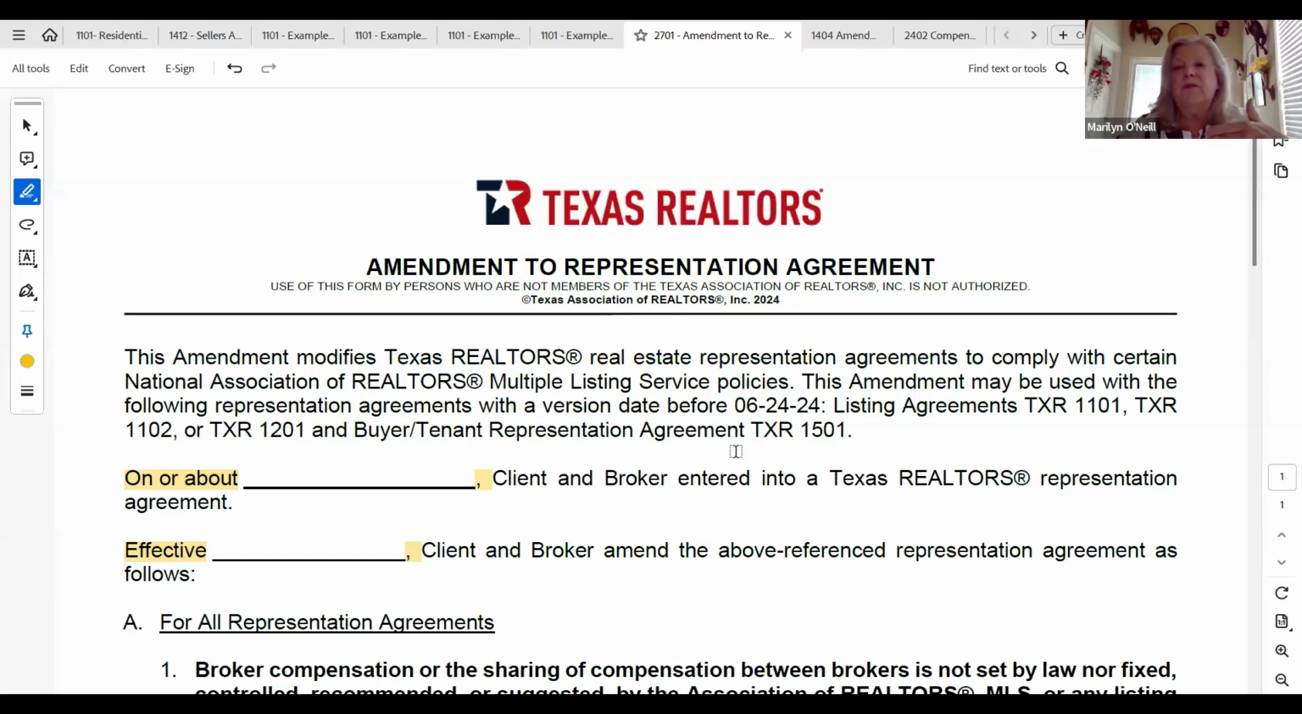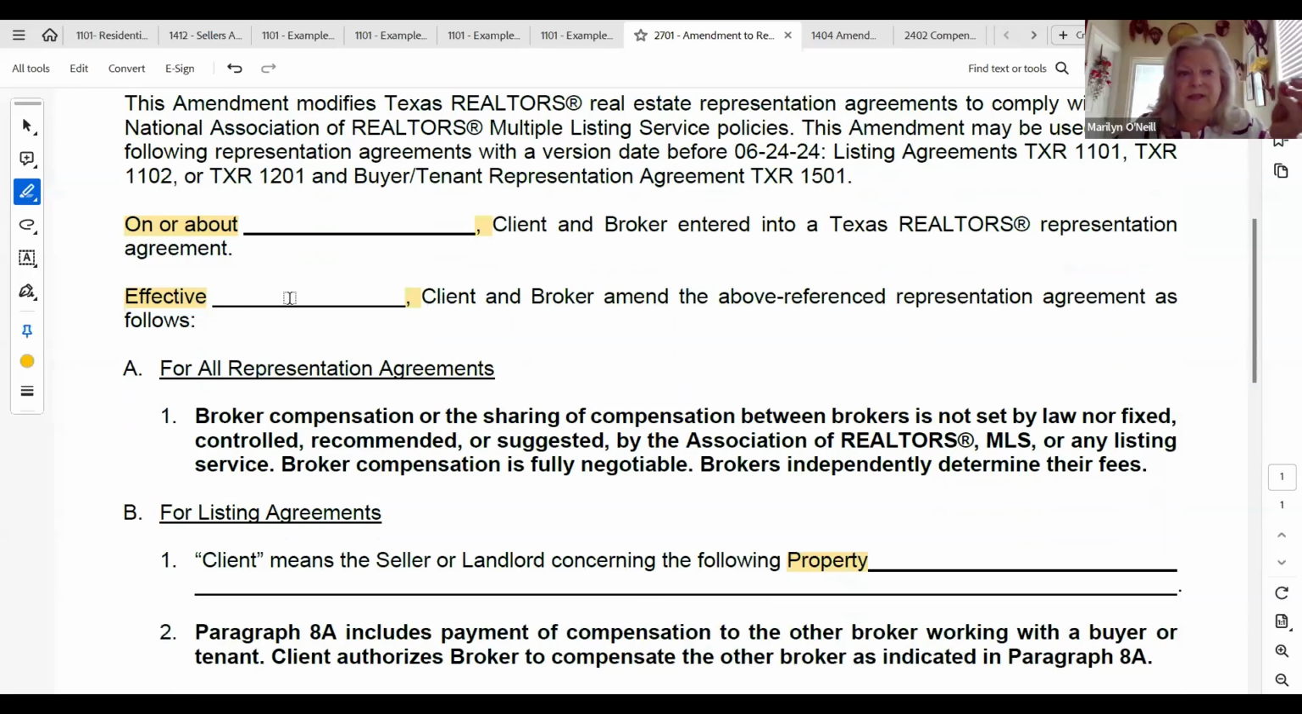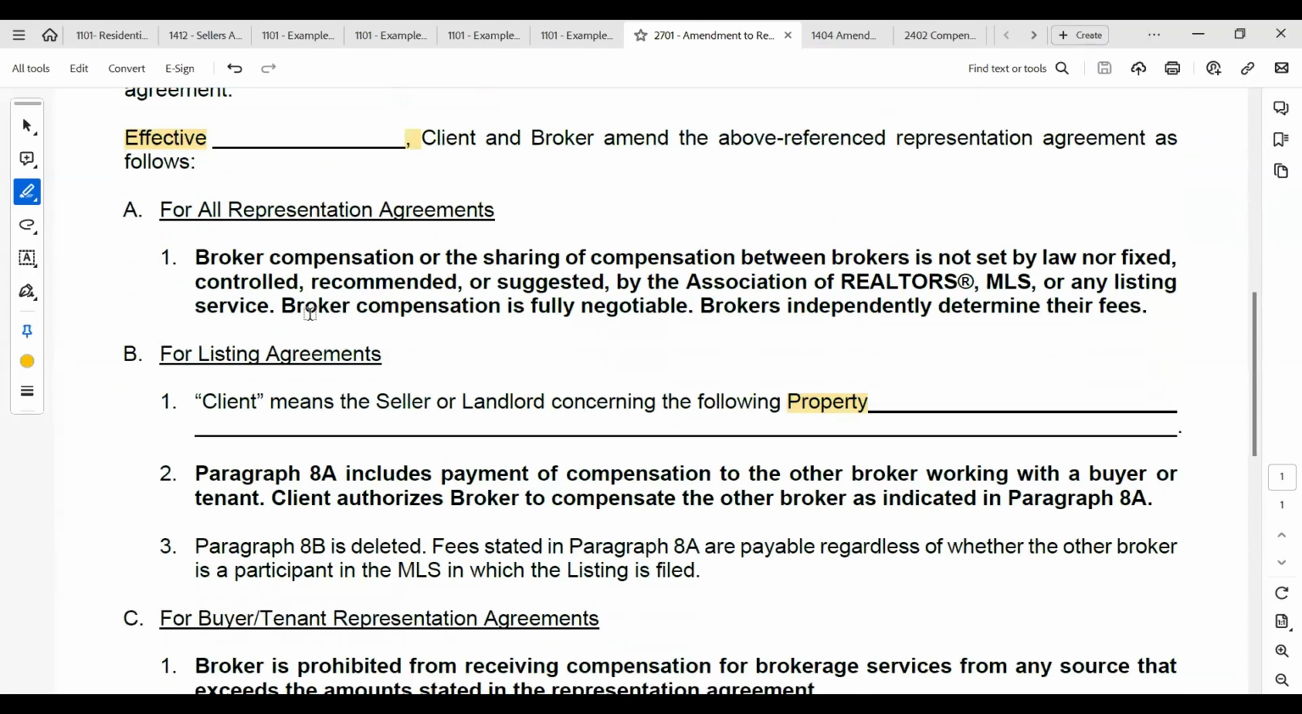A lot of agents are saying, well, if it's not under contract, I don't have to amend it. That's fine, but there's nothing that stops you from using this amendment. And this amendment, there are only 3 fill in the blanks for you. It says on or about blank, the date that you actually entered into your listing agreement or your buyer tenant agreement. In this one, the effective date as of today, signing this amendment, okay? And then the paragraph A is the broker disclosure that's required on every listing agreement and buyer tenant agreement, and is in the new ones, but not in the old ones where it was readily noticeable.